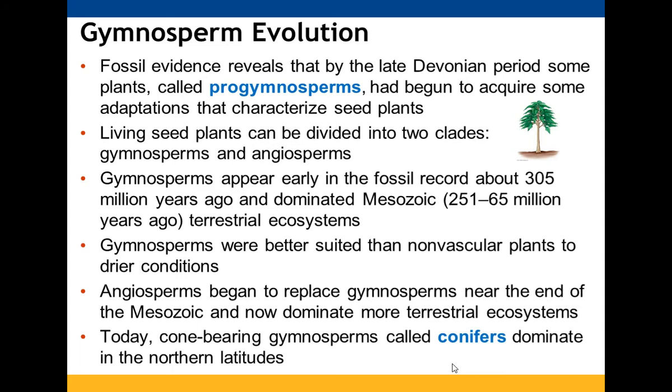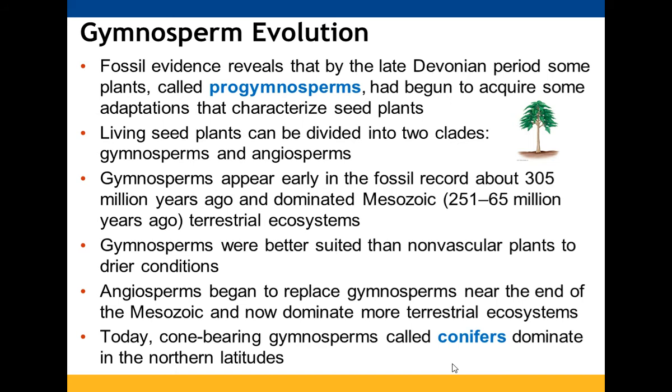Again, the seed plants are divided into both the gymnosperms and the angiosperms. The gymnosperms showed up a little bit earlier in the fossil record, 305 million years ago. They were present during the Mesozoic era, and they are better suited to drier conditions than our non-vascular or bryophyte plants. While the angiosperms started to take over towards the end of the Mesozoic and are present more in our terrestrial ecosystems.